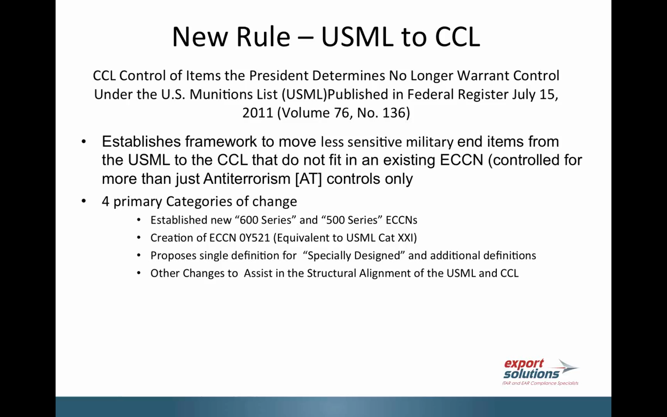Primary categories have changed. There are 4 of them, 5 if you count the first line as being 2, but basically they established the new 600 series and 500 series of ECCNs. They did not exist before export control reform. They created a ECCN 0Y521, which for those of you familiar with the ITAR, it's kind of similar to the category 21, which is a catch-all category for emerging technology that maybe hasn't been thought of or categorized before.